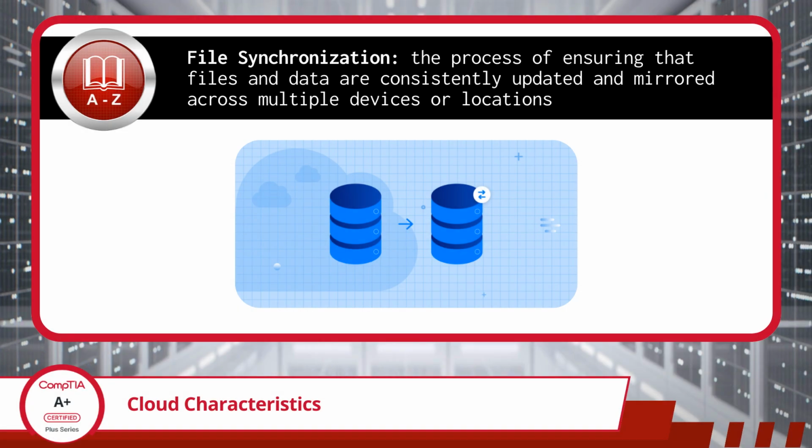Next up, we have file synchronization. This is the process of ensuring that files and data are consistently updated and mirrored across multiple devices or locations, allowing users to access the latest versions of files from any device or location. Cloud storage services often include file synchronization capabilities, allowing users to sync files across devices and access them from anywhere with an internet connection. This facilitates collaboration, data sharing, and remote access to files, improving productivity and efficiency for users and organizations.